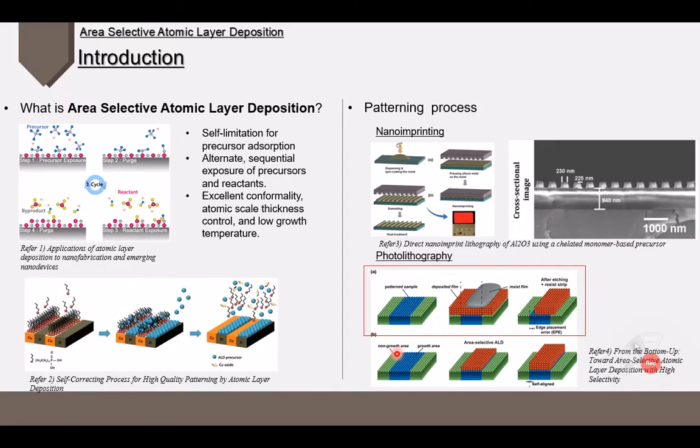What is area selective atomic layer deposition? Before explaining area selective ALD, an explanation about ALD should be done. ALD is one of the deposition methods. At the surface of the substrate, by chemical adsorption of precursors and oxidant, films are deposited at atomic scale. The film deposited by ALD has excellent conformality, atomic scale thickness controllability, and low growth temperature.